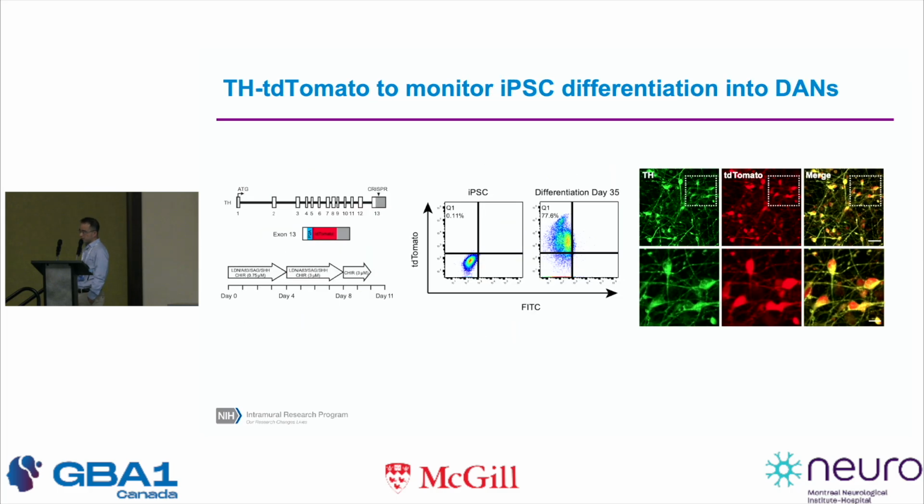To monitor iPSC differentiation into DA neurons, we inserted tdTomato, a red fluorescent protein, into the tyrosine hydroxylase locus. We also adopted a differentiation protocol that features biphasic activation of Wnt signaling. On day 35 of differentiation, over 70% of the differentiated cells express tdTomato. After replating, these cells stained positive for tyrosine hydroxylase, indicating tdTomato as a reliable reporter for TH expression.